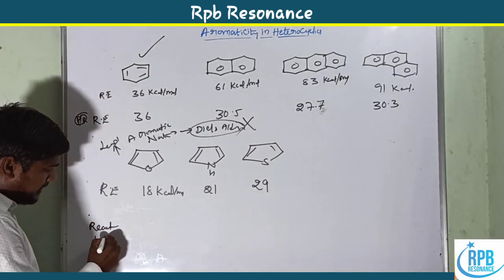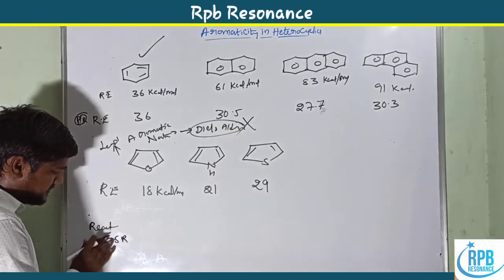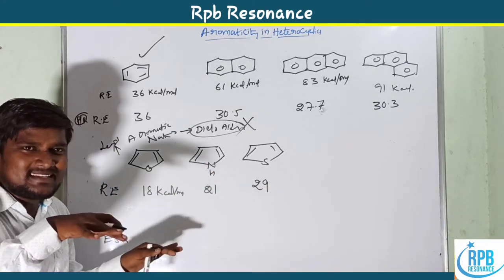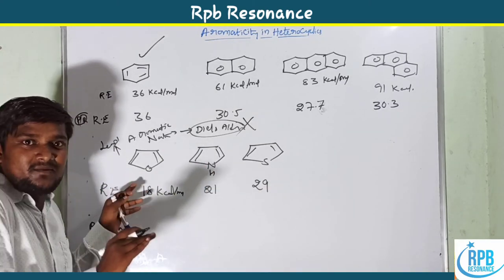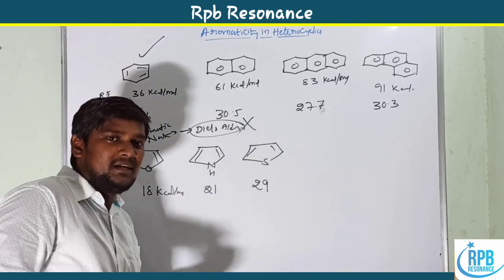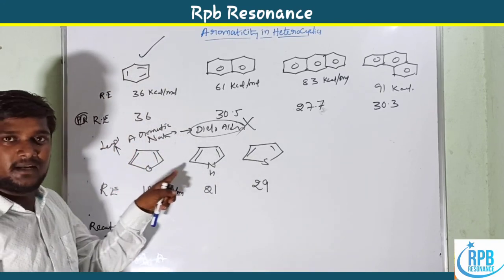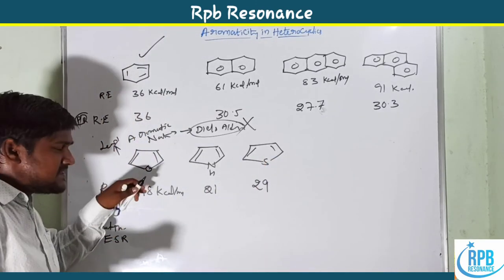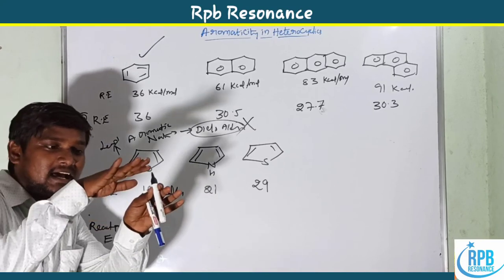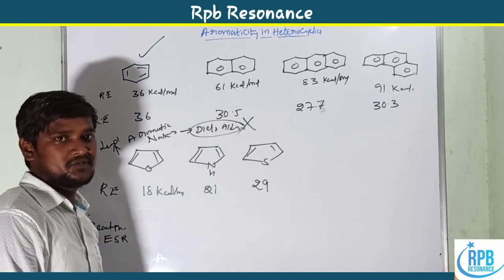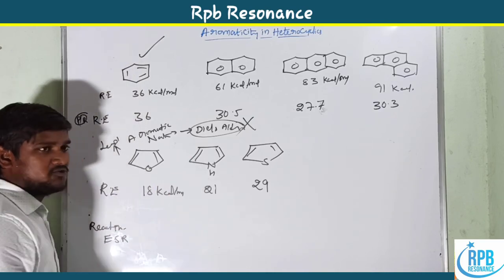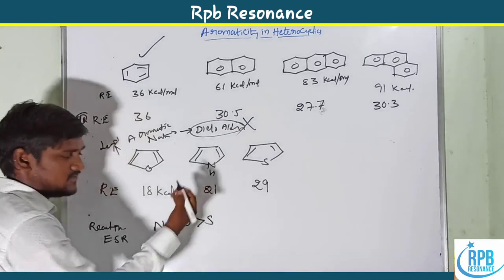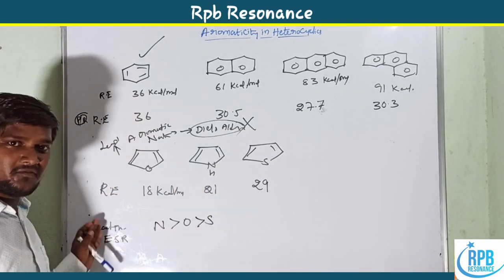Now the reactivity order with respect to electrophilic substitution reactions among these compounds: least resonance energy means least stable, and least stable means more reactive. So oxygen is more reactive than nitrogen, and nitrogen is more reactive than thiophene. This is the general order. But oxygen is more electronegative, that's why it lessens the reactivity towards electrophilic substitution. So the nitrogen derivative, pyrrole, is more reactive than the oxygen one. Oxygen is more reactive than sulfur. So this is the order of reactivity towards the electrophilic substitution reaction.